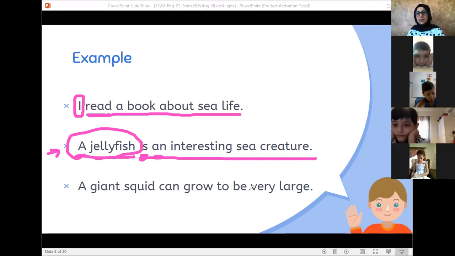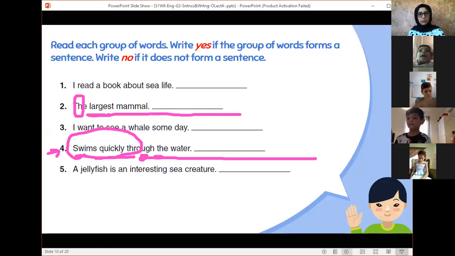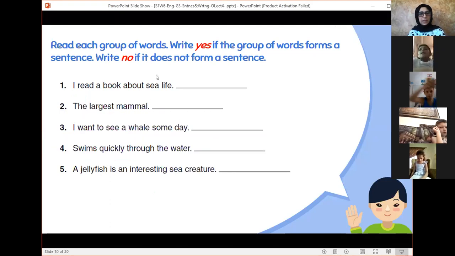So can I say that this is a complete sentence? Does it give me a complete thought? Yes, exactly. Thank you a lot, Kamal. You can mute yourself now. Miss, can I answer? Yalla. Who's that? Hassan, yalla Hassan.